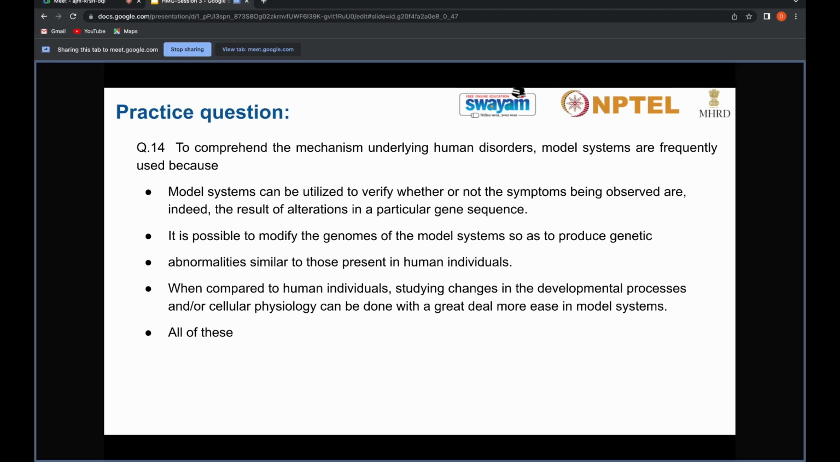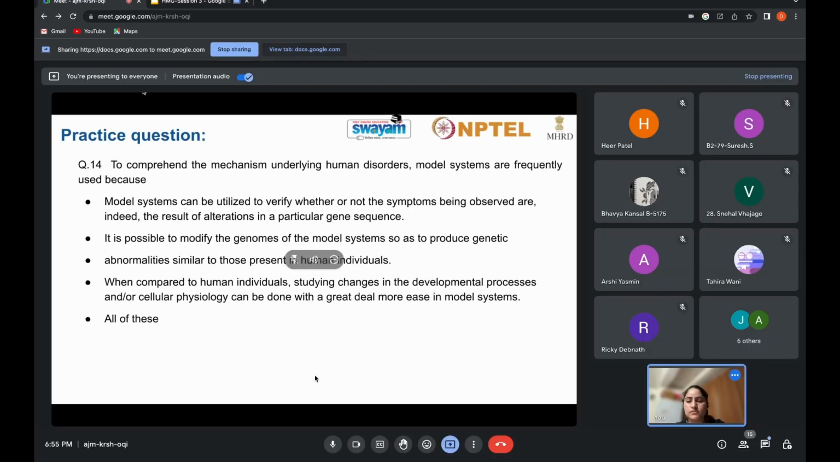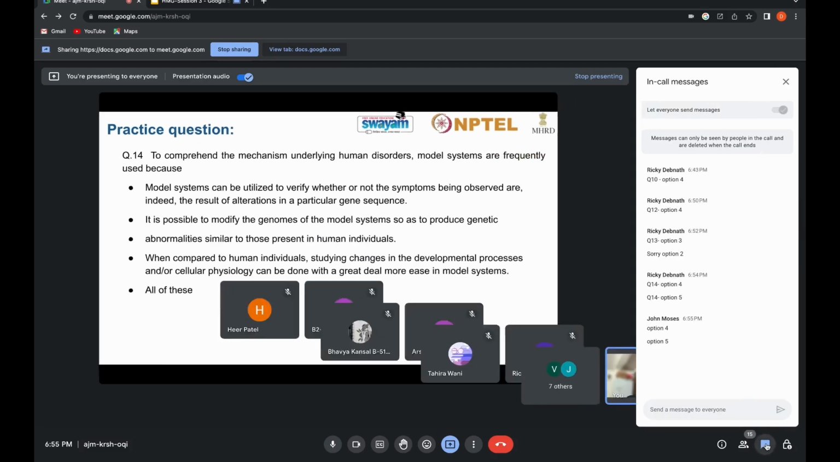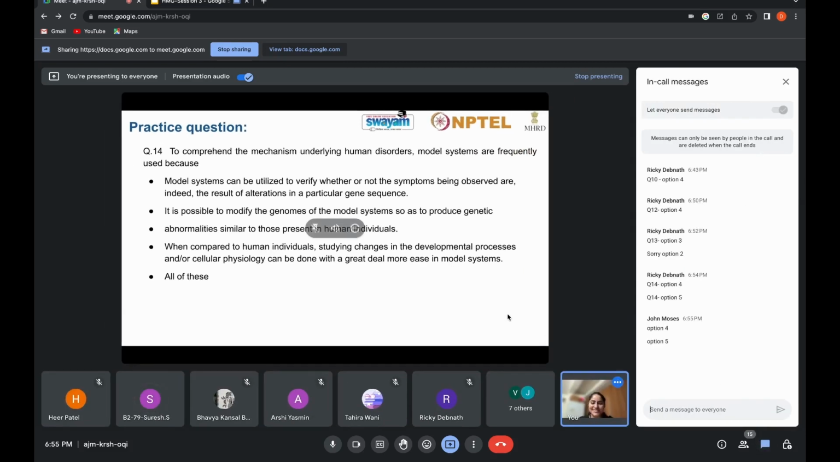So what do you think? How do these model systems make our life easier? Actually, there is one issue in this particular slide: a bullet is printed by mistake. So these are the four options. This is option A, this is option B, this is option C, and this is option D. Somebody is saying all of these, right?